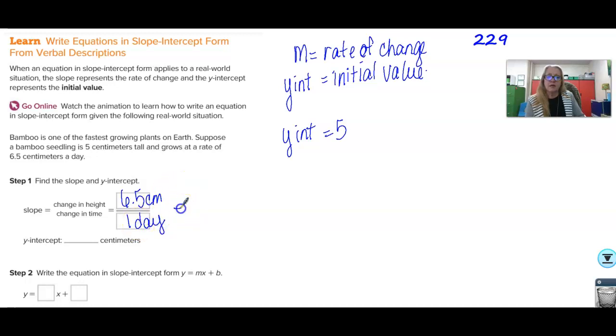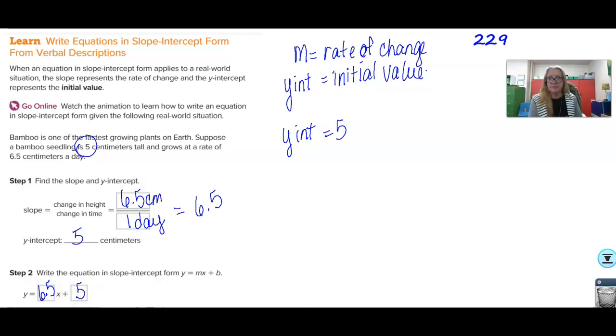So that means that our slope is 6.5, and our y-intercept is where it starts, its initial height, which was 5. So our equation is 6.5x, because 6.5 is our slope or rate of change, plus 5, because 5 was our initial value or our y-intercept.